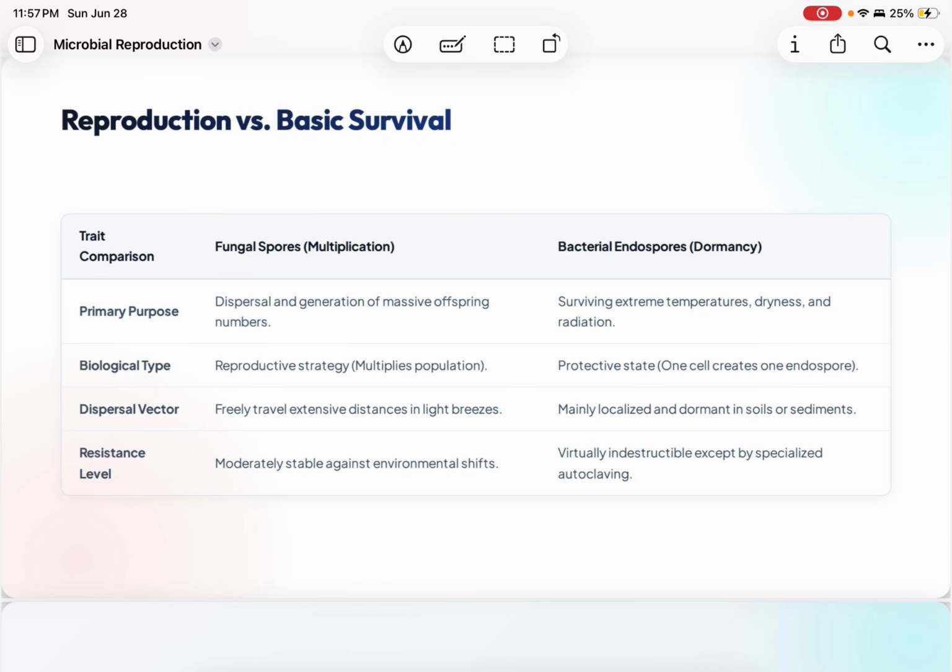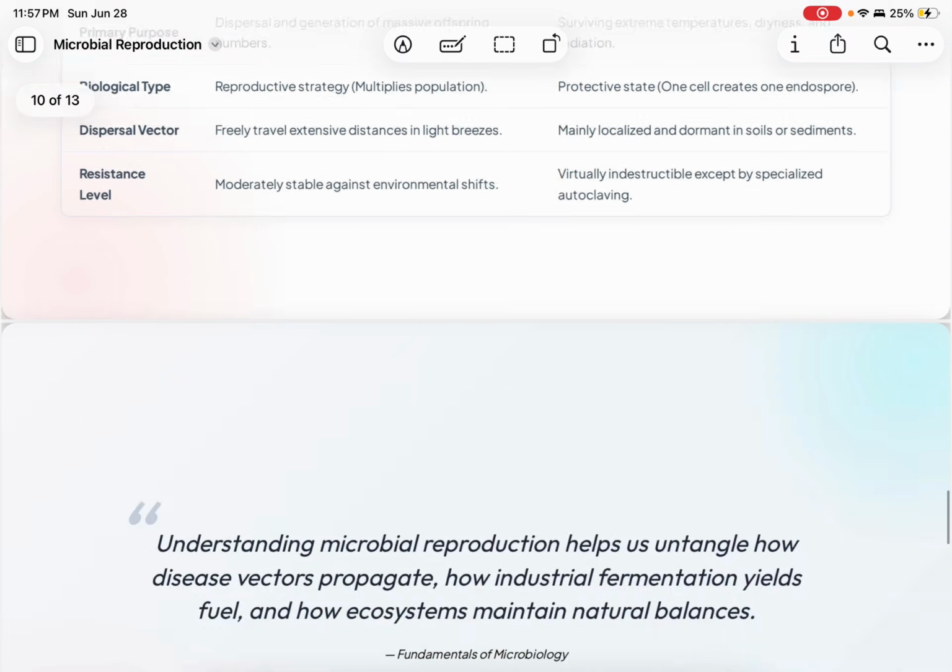Then we have bacterial endospores. These survive extreme temperatures, dryness, and radiation. Protective state: one cell creates one endospore, mainly localized and dormant in soil or sediment, virtually indestructible except by specialized autoclaving.